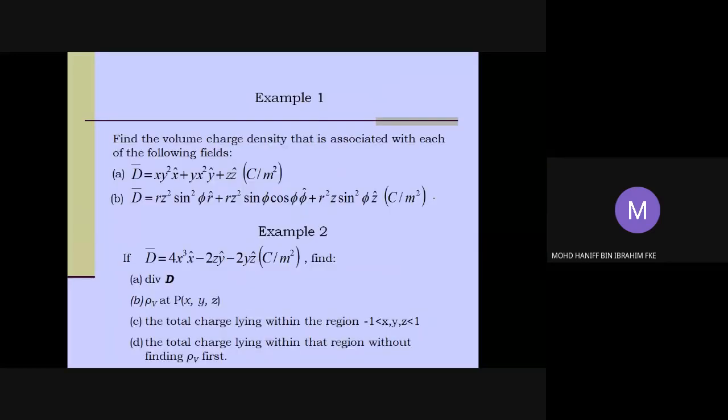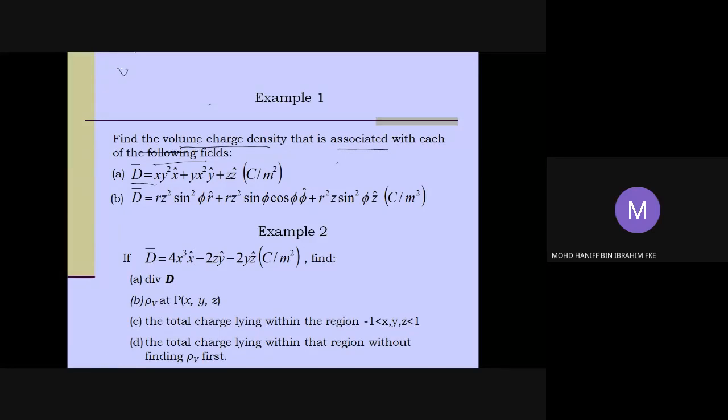Okay, right. So this is about the example related to the flux and the divergence concept. Basically, we just base on the equations of divergence. For instance, if I base on the first equation here, find the volume charge density associated with each of the following fields. So I proceed with the first one, the D.